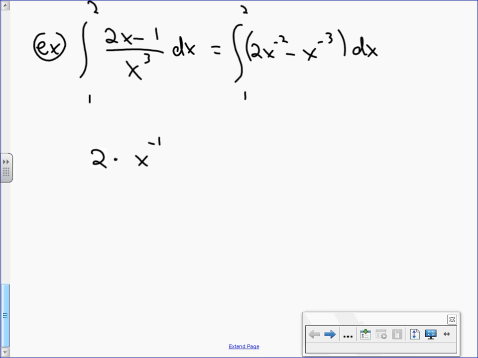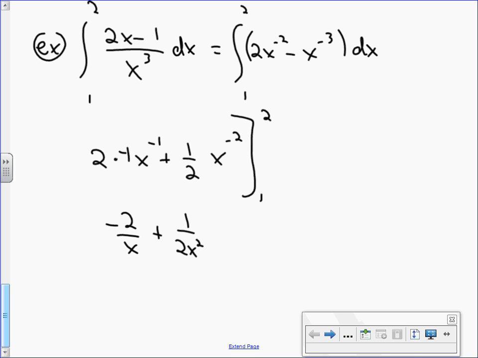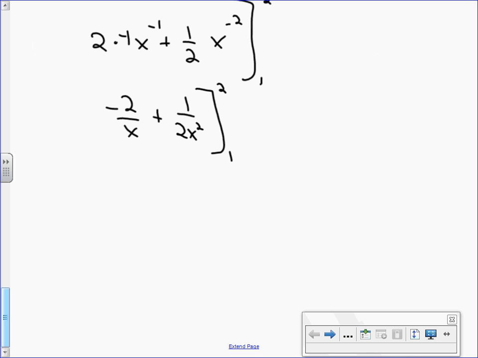Be careful with your signs. 2x to the -1, and we'll have times -1, minus x to the -2, and we'll have 1 over -2, so that'll make that a plus. Just watch out for your signs. This is evaluated from 1 to 2, and I just really like to clean this up before I start putting numbers in. So it's -1 over 2x plus, I wrote that wrong, sorry, -2 over x plus 1 over 2x squared. I just find it easier to plug in after I have rearranged this. Got rid of those negative exponents.